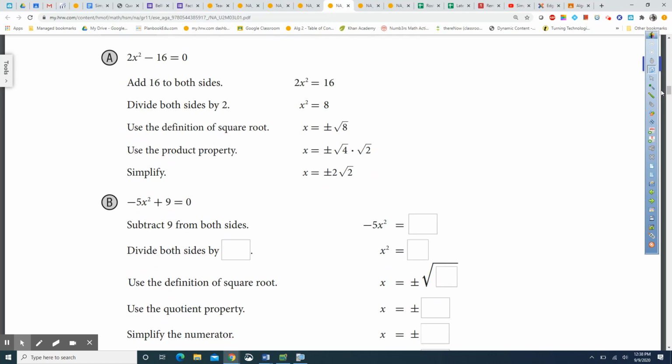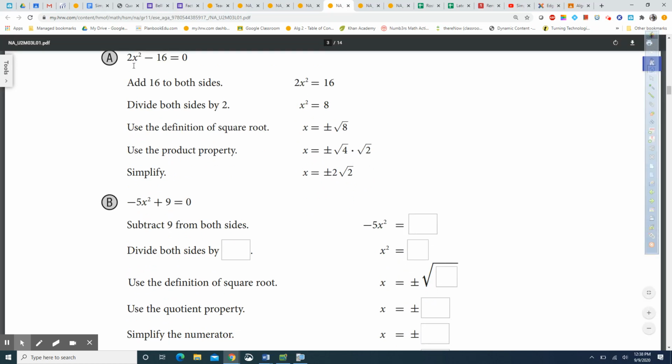We've got a couple more examples here of taking square roots. They've got a little bit more to them. So we have 2x squared minus 16 equals 0. My question to you is, what would you do if the square wasn't there? Well, you would probably do what?